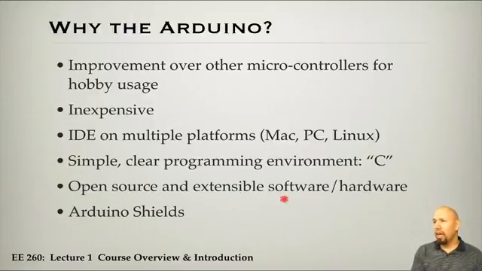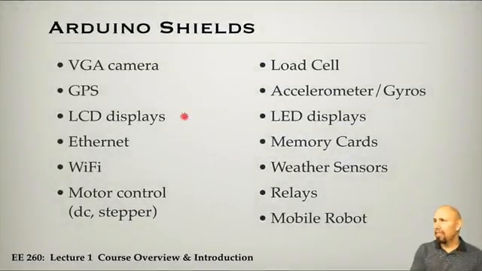So the open hardware, we have what are called Arduino shields. These are like additional circuits you can add onto your Arduino. They just stack right onto your Arduino and allow additional capabilities of your system. Here are some example Arduino shields. You can get a VGA camera, a GPS onto your system. You can get an LCD or LED displays. You can connect to the internet through Ethernet or Wi-Fi. You can control motors, as I said, like a stepper motor or a DC motor or a servo motor. You can have relays. They sell a mobile robot that works with the Arduino.